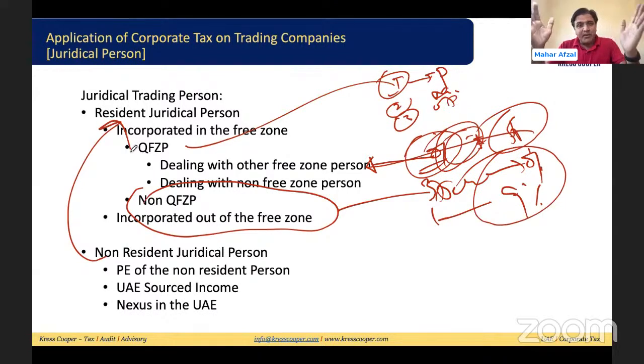If the UK company, which could be an LLC, LLP, or a listed company, has any investment in the UAE company, then the income it receives from the UAE will be subject to tax in the UAE. The UK company will be liable to register in the UAE, liable to submit the return, and subject to corporate tax. So this is the treatment of the juridical persons.